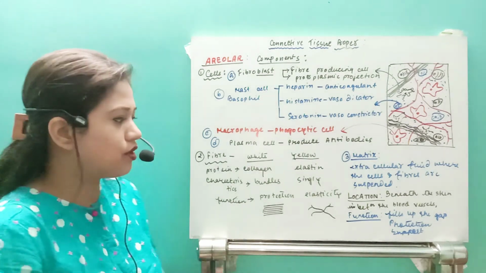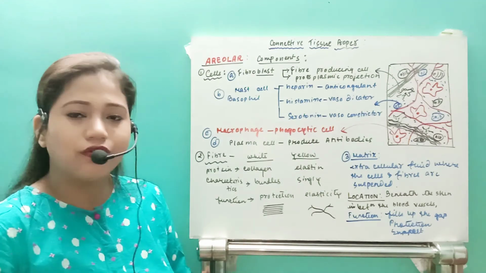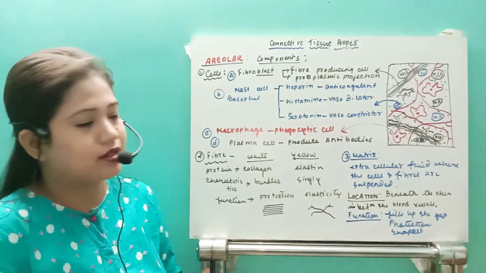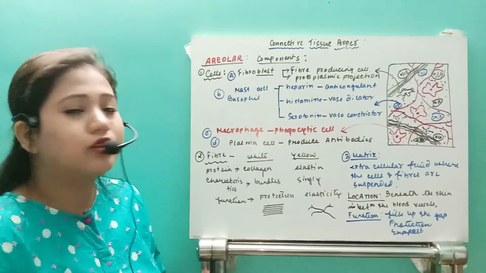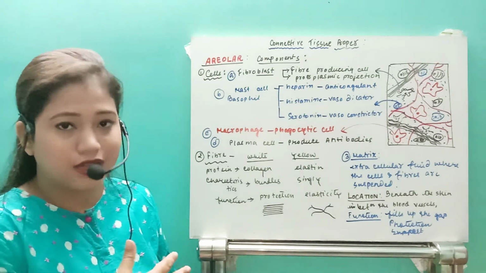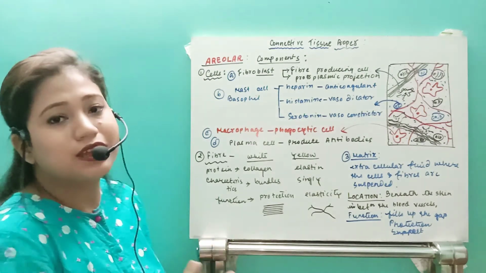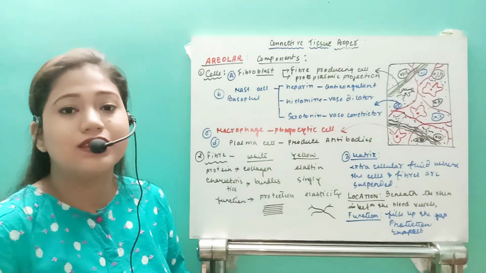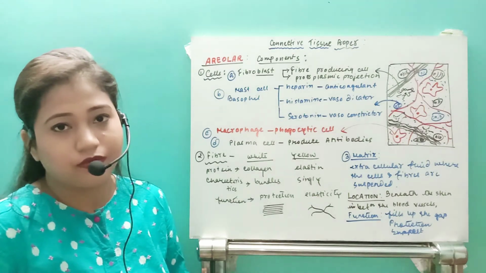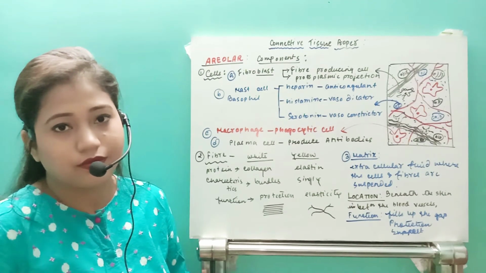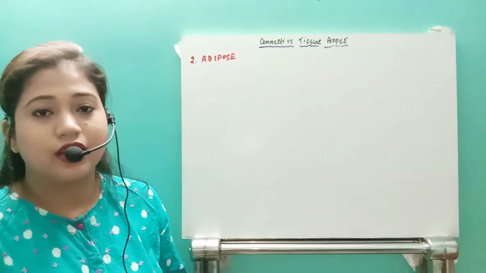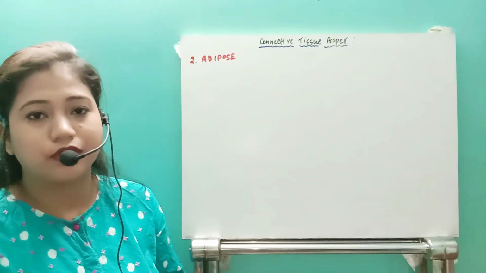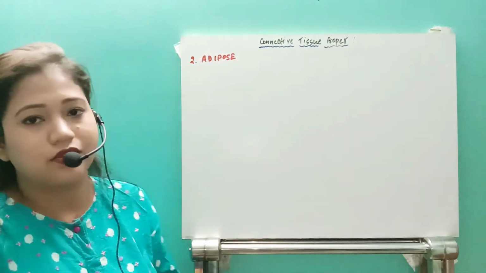And if it comes to the other fiber, that is the yellow fiber, which is providing us elasticity. So this is about the areolar type of connective tissue. In the next part, we will see the next type of connective tissue proper, that is adipose tissue. The next type of connective tissue proper is the adipose type of connective tissue.